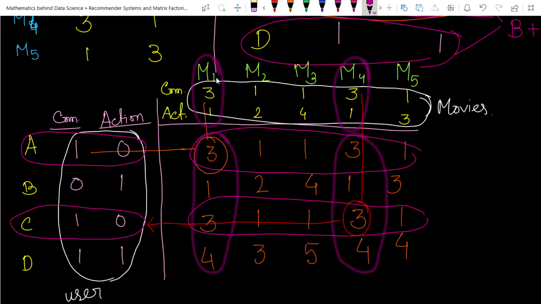Since movie 1 and movie 4 are the same kind of movie, each user also gives the same kind of rating for these two movies. Just see the ratings: 3311, 3344, the same ratings they got. This is the magic of matrix multiplication and matrix factorization. That's what we have to apply to build the recommendation systems.